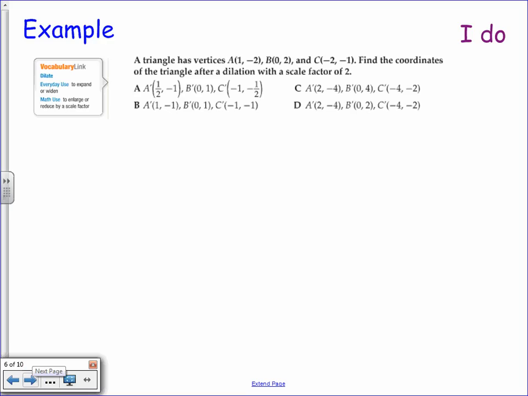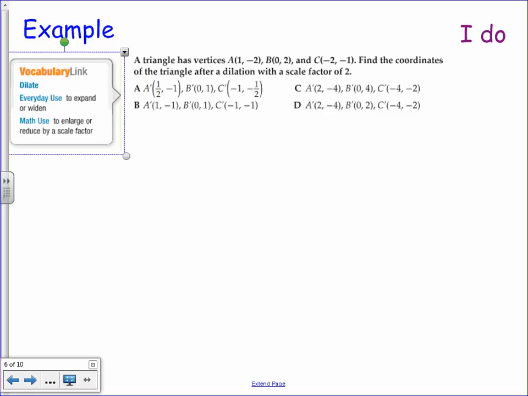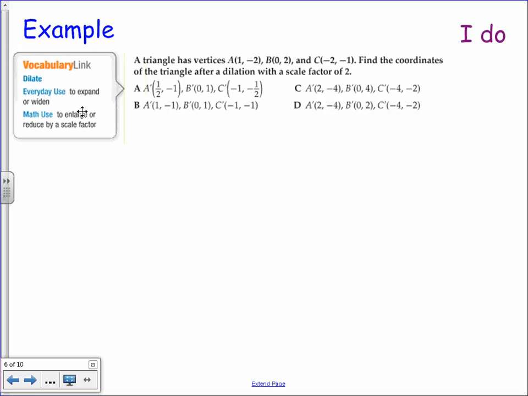Okay, now these are multiple choice, and this is something that you might see on standardized testing. It says a triangle has vertices A(1, -2), B(0, 2), and C(-2, -1). Find the coordinates of the triangle after a dilation with a scale factor of 2. And I put this little thing on the side. It says to dilate, everyday use says to expand or widen, and the math use says to enlarge or reduce by a scale factor. Just a little FYI for you guys.